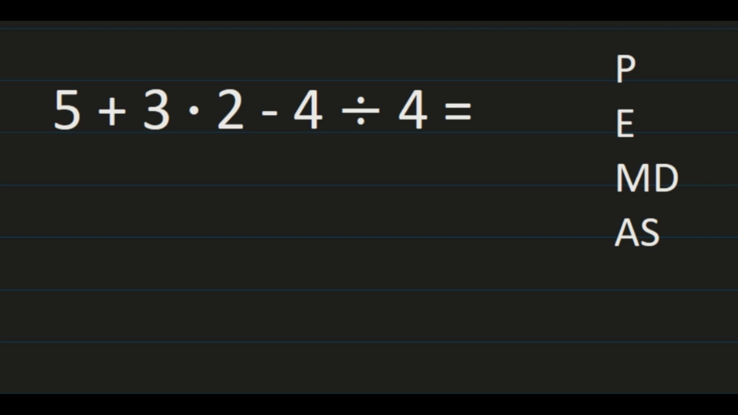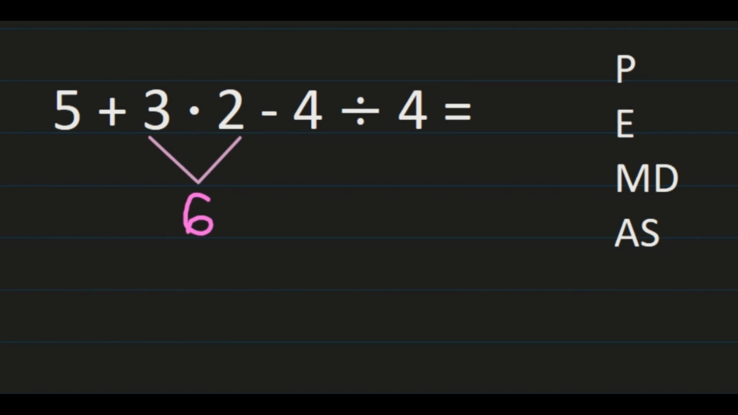Now I have 5 plus 3 times 2 minus 4 divided by 4. Working through the same process, P is for my grouping symbols, and I don't have any. E is for exponents, and I don't have any of those either. So now I'm at multiplication and division, starting from left to right. The first place I see multiplication and division is with 3 times 2. And 3 times 2 is 6.